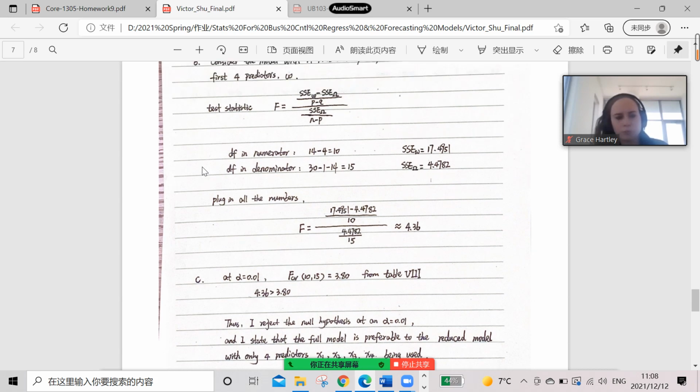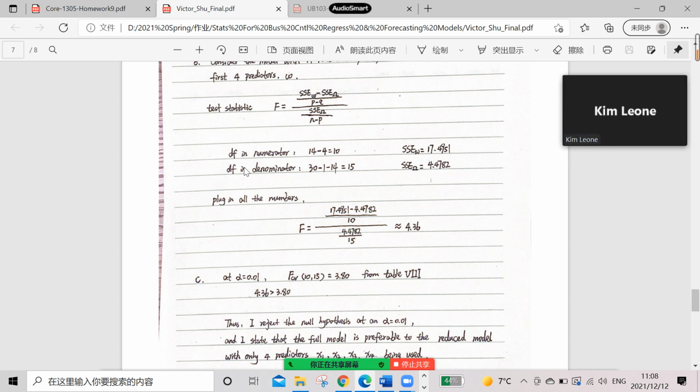One thing I want to emphasize is when you calculate the degrees of freedom in the denominator, don't forget the minus 1. You really have to remember how to calculate the degrees of freedom, the 2 degrees of freedom in the F-test. That's very important.